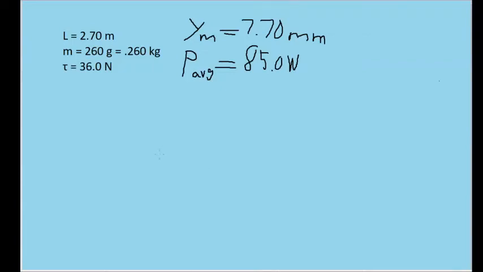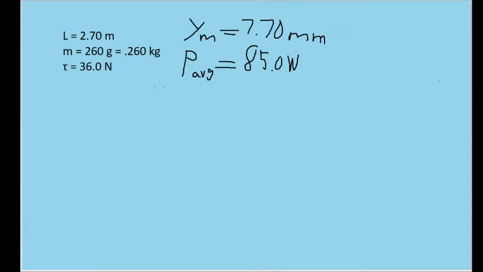Alright, so in this problem, we're told about a string that has a length of 2.70 meters, a mass of 260 grams, which I rewrote as 0.260 kilograms, and a tension in the string of 36.0 newtons. Also, the amplitude of the string, because we have a transverse wave moving through it, should be 7.70 millimeters, and an average power of 85.0 watts.